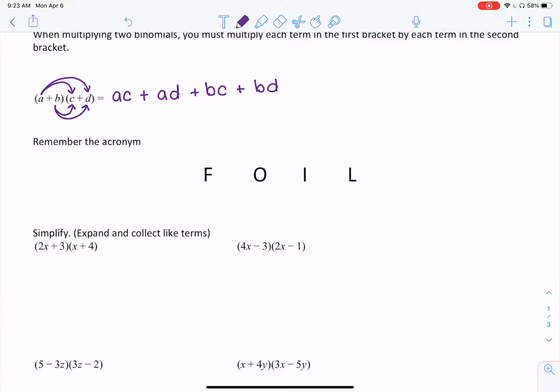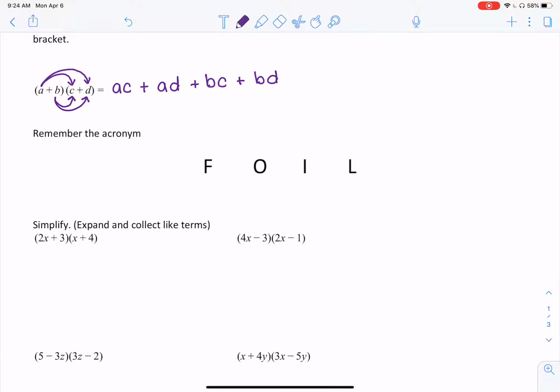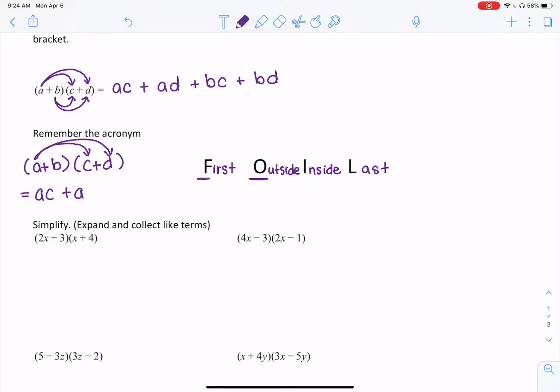The second option is we can use the acronym FOIL. FOIL stands for first, outside, inside, last. And how you use that, I'll show you using that first example again. For first, we take this A and we multiply it by C. That's the first thing we do. Then the next one is outside. What outside means is we take our A and we multiply it by that D that's on the outside. So we take those two outside things and we multiply those together. Then we have inside. That's this little inside part with the B and the C. And finally, we have last, which is B and D.